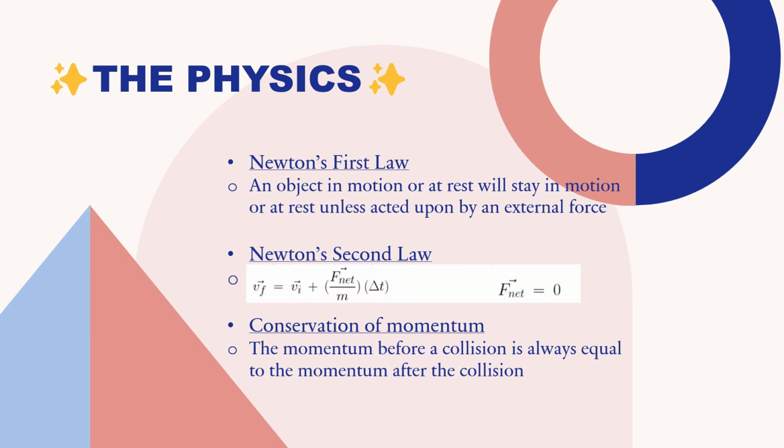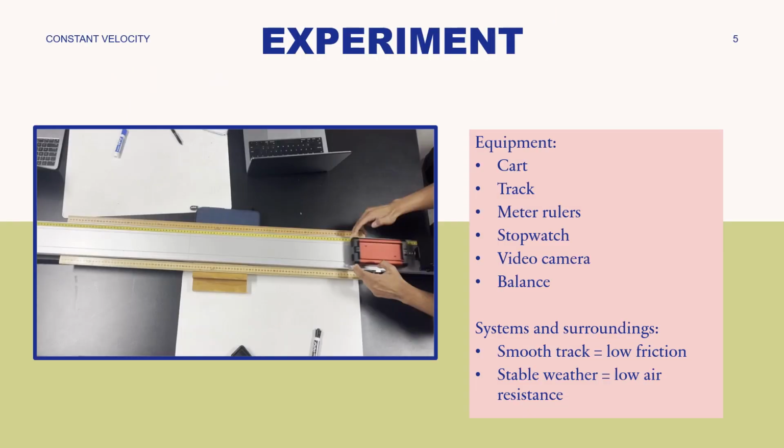First off is Newton's first law, which states that an object in motion or at rest will stay in motion or at rest unless acted upon by an external force. Secondly, we have Newton's second law, which is commonly known as F is equal to ma, but here it's been rewritten in terms of v instead of a to match our lab objectives. Lastly, we have the conservation of momentum, which states that the momentum before the collision and after the collision must be equal. Now, let's introduce our experiment.